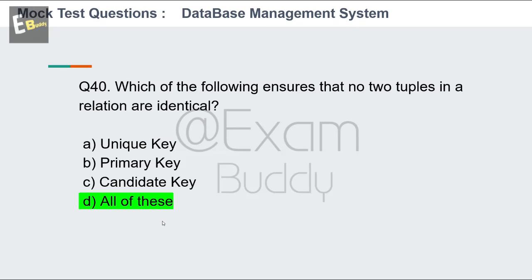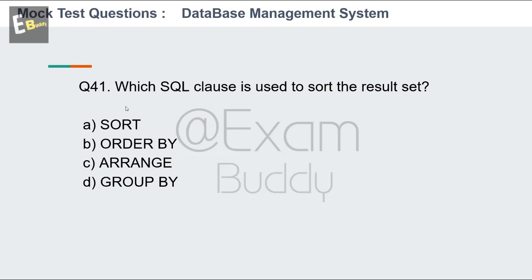And the answer is D, all of these. Now let's go to our question number 41. Which SQL clause is used to sort the result set? So these are the options: sort, order by, arrange, group by. So your time starts now.